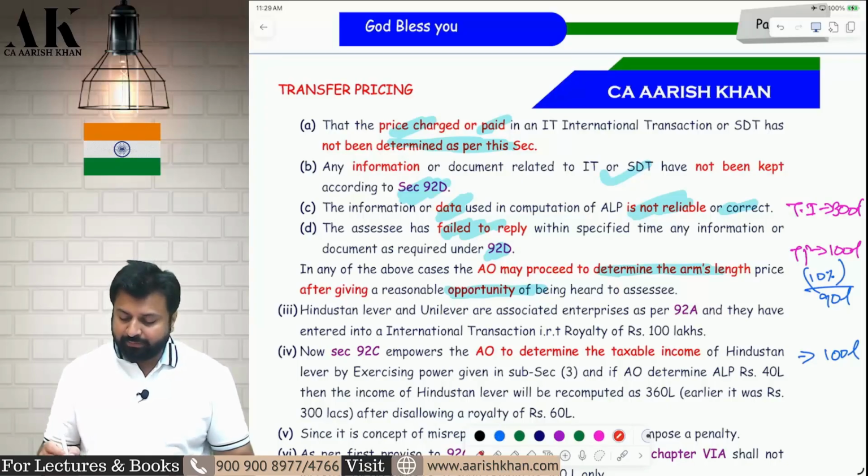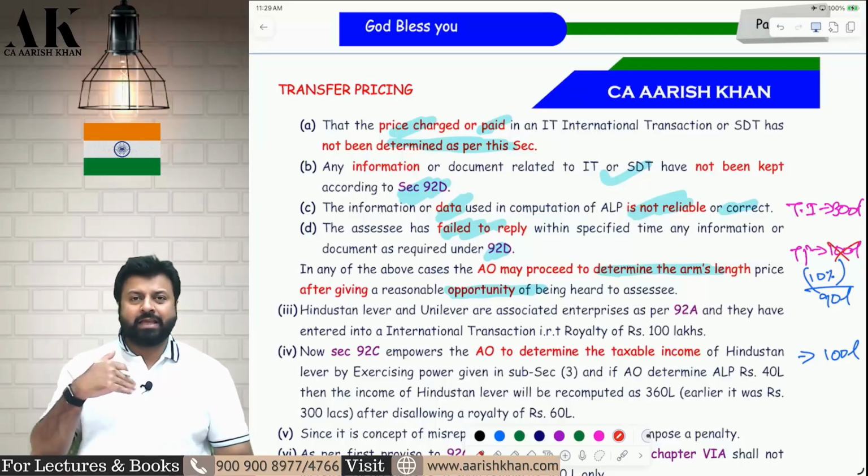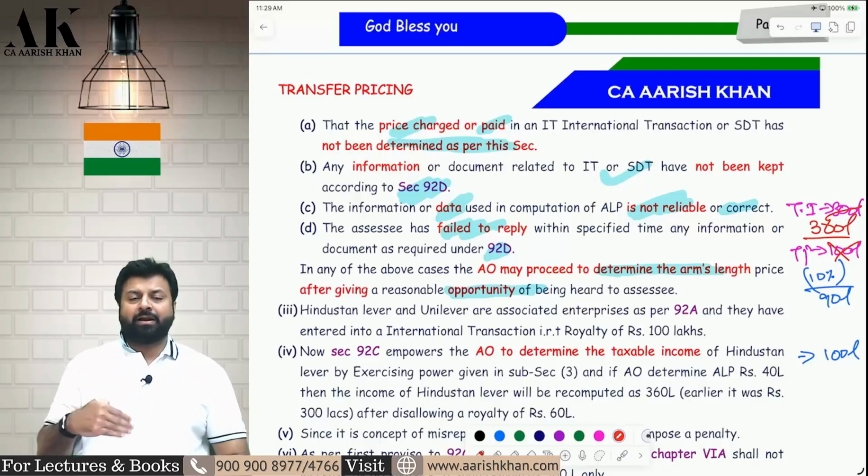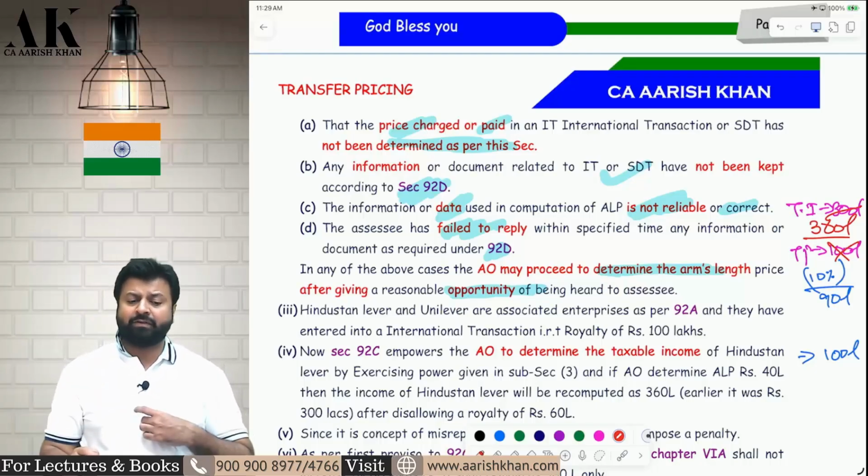Now pay attention please, very important factor. Now the AO says that no, it is not 100. It is transfer pricing. The expense is not 100, it is only 40. So I have to increase my total income to say 360 lakhs. Because earlier I have claimed 100 lakhs as deduction. Now I have to claim only 40 lakh as deduction because the AO is saying that only 40 lakh is the correct price. Therefore I have to add back 60 lakhs. Therefore my income will increase by 60 lakhs. My income will become 360 lakhs.